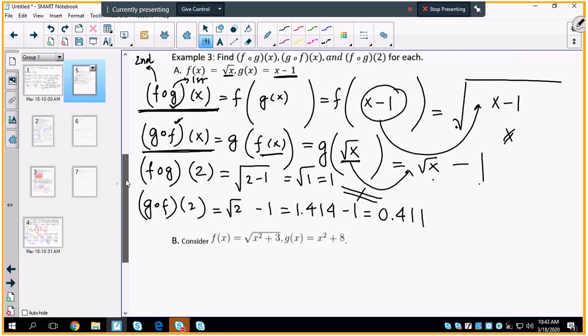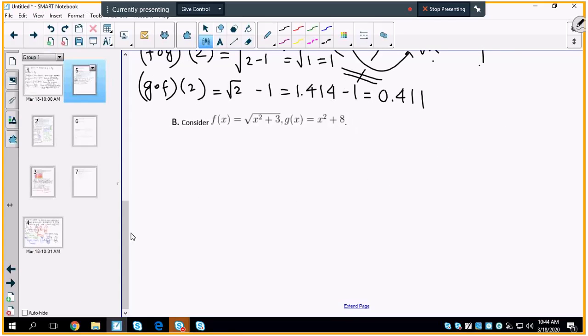Let's practice a little more. This time your f(x) is square root of x squared plus 3 and g(x) is x squared plus 8, and I'm going to do all three steps as we have done previously. So first we're going to do f compose g, and I know g is the first function, so I will say f and put g of x as the input of f. What is g of x? g of x is x squared plus 8.